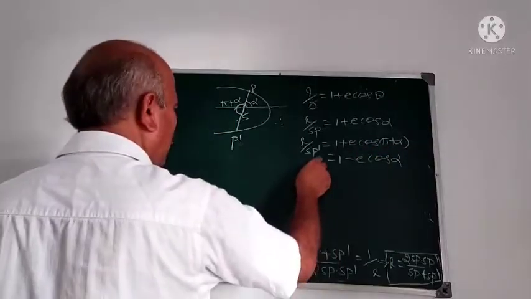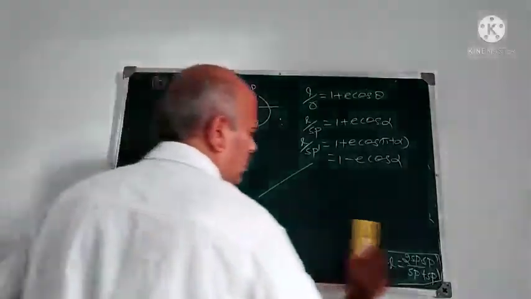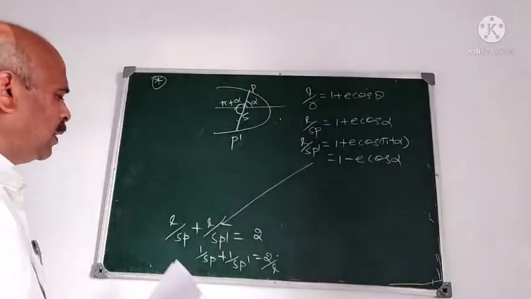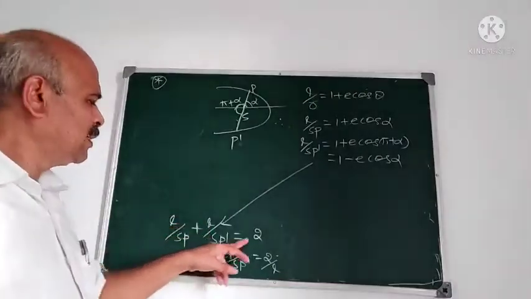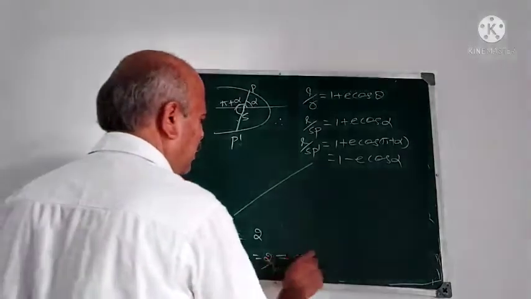Then we come to this step. Add these two. What do you get? L by SP plus L by SP dash is 2. So 1 upon SP plus 1 upon SP dash is 2 by L. It is constant.